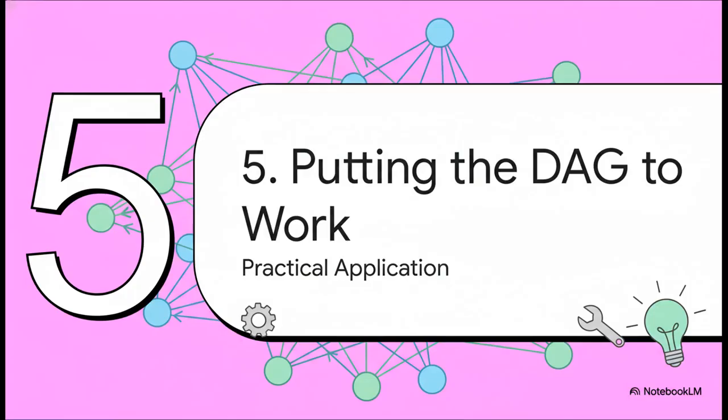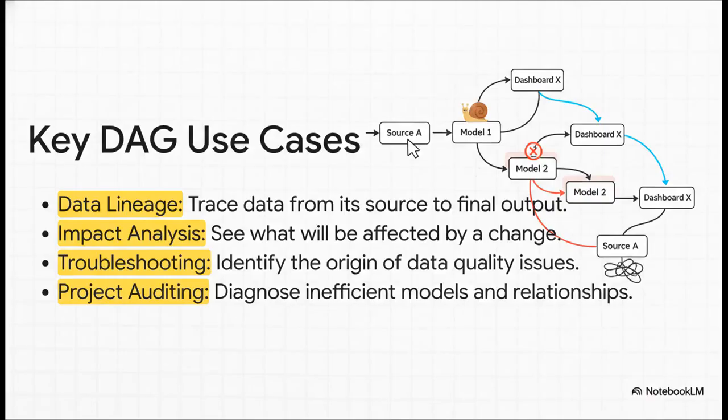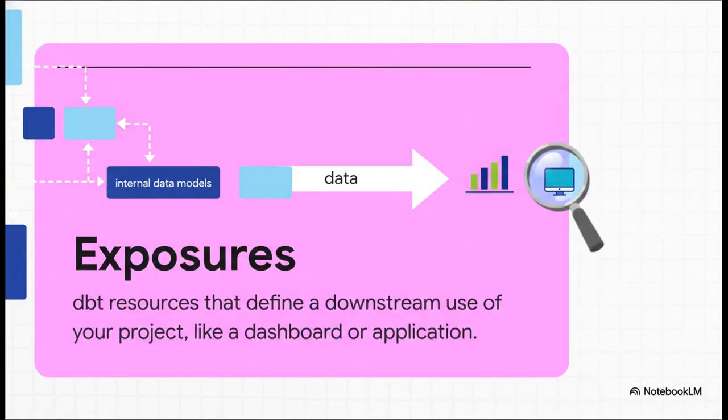Now, having a cool-looking graph is nice, but the real power of the DAG is in what it lets you do. So let's pivot from what the DAG is to how you can actually put it to work every single day. This is where the DAG becomes your absolute best friend. A business user asks, hey, where does this number come from? The DAG shows you the entire lineage. You need to change a column in a model? The DAG shows you exactly which dashboards and reports are going to be affected before you break them. And when a test fails, the DAG is your roadmap for tracing the problem back to its source. It's indispensable.